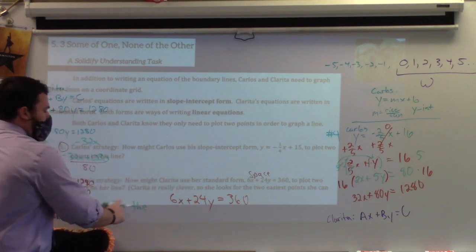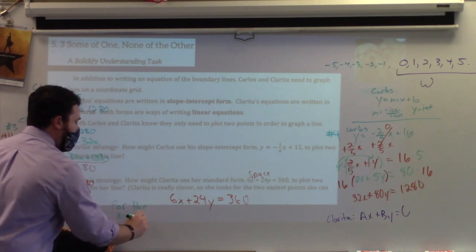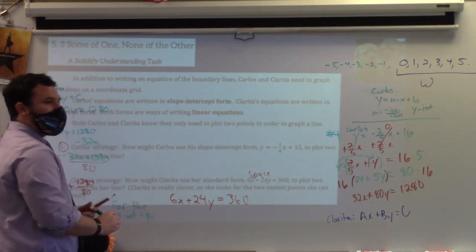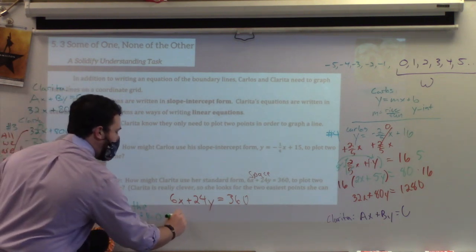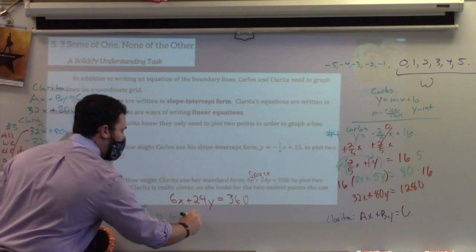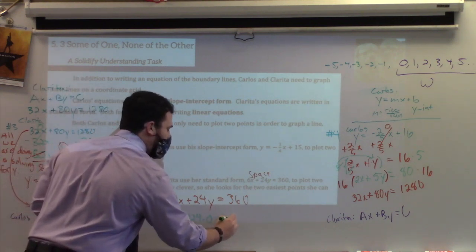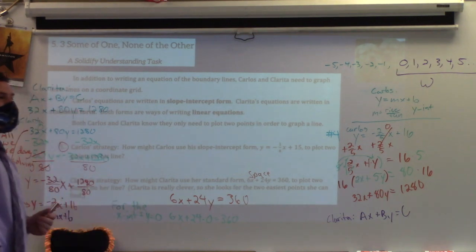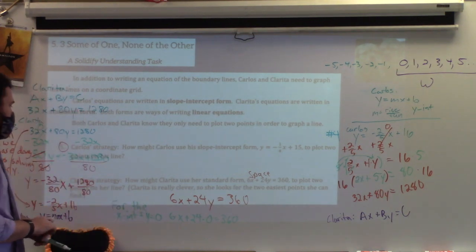Yeah, you're right. For the x-intercept though, we want to recognize and hold on to the fact that y is always going to equal what? 0. So if I'm looking for the x-intercept, 6 times x plus 24 times 0 is equal to 360. Can you solve that equation for what x is equal to now? Figure out what that is, okay?